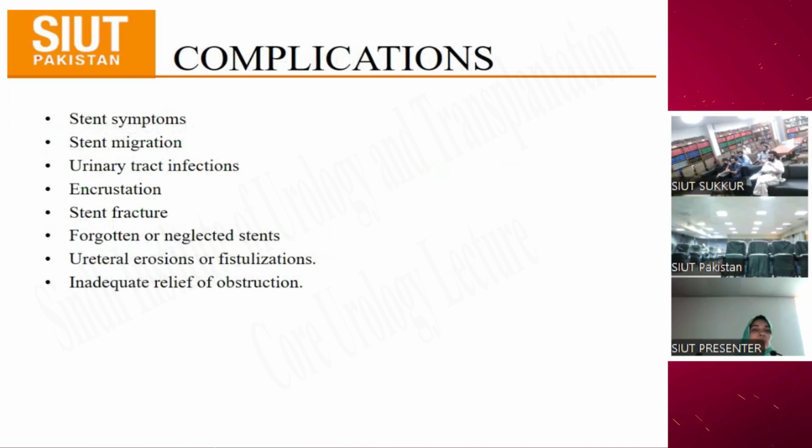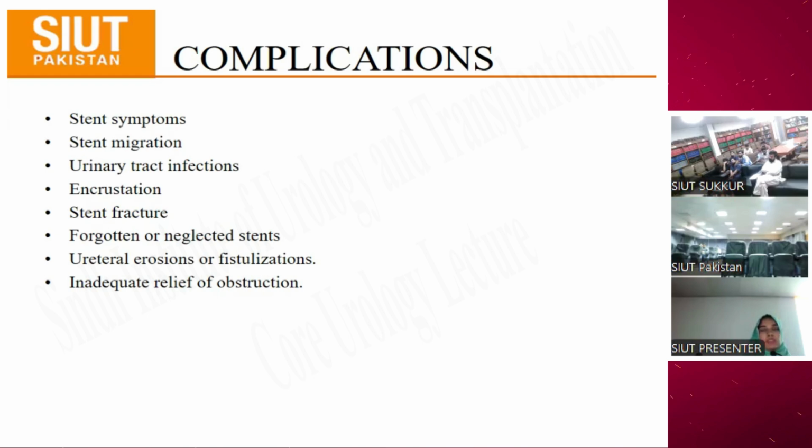So these are some of the complications as told by Dr. Nida. Stent symptoms. Patient has lower urinary tract symptoms because the distal loop of the DJ irritates the trigone. So patient might have symptoms like increased frequency or micturition, bending micturition, and stent migration, urinary tract infection, because it's a foreign body which is placed inside the human being, so it's prone to urinary tract infection, incrustation if it's left for more time, and stent fracture, forgotten or neglected stents, which we commonly see in our setup. Patients come from a remote area, they usually have this type of complication.